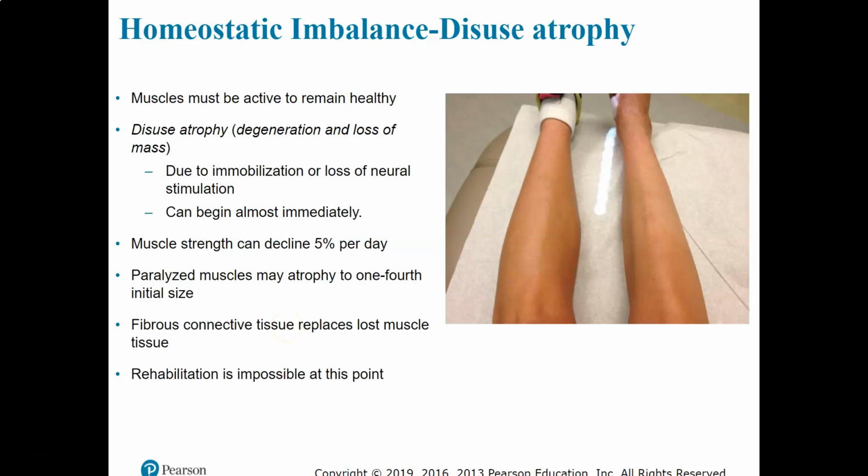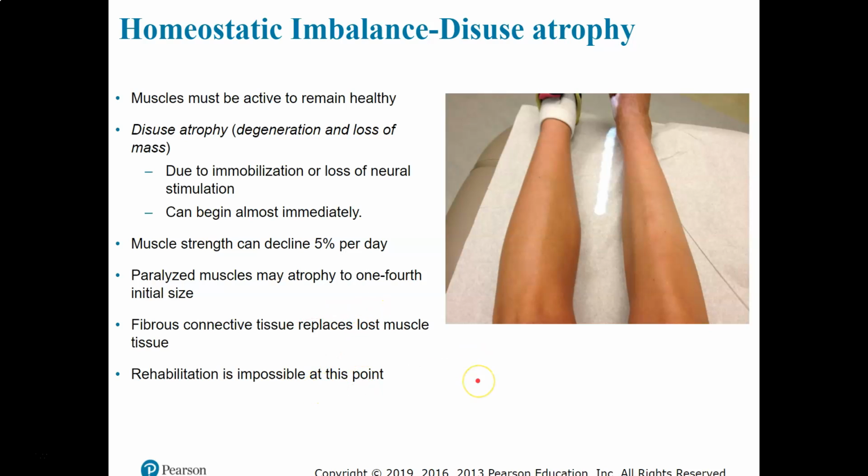If muscles are not used, the opposite happens. So muscles have to be active in order to remain healthy. If they're not active, then we get what's called disuse atrophy. This is where the muscles actually degenerate and lose mass. And this can be due to either immobilization, you're bedridden, you can't get up, or loss of neural stimulation.